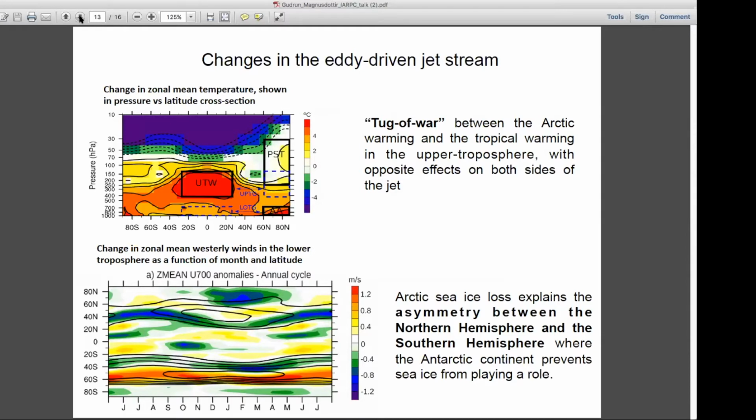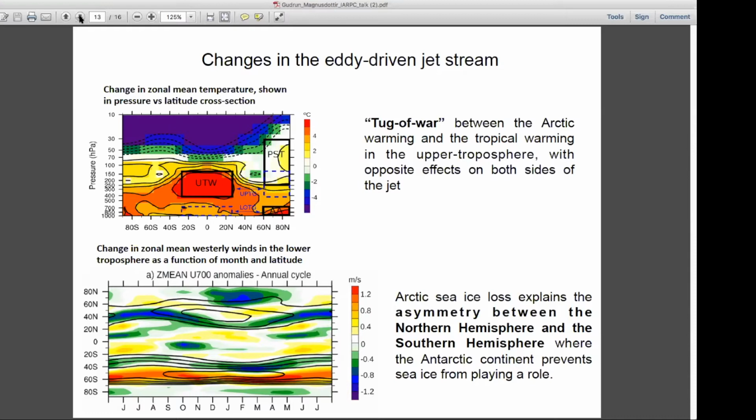Let's look at the change in the zonal mean thermal structure in latitude-height cross sections. I'm talking about the upper left figure now. This is temperature in a pressure-latitude cross section. If you look at the North Pole, you can see AA, Arctic amplification. What is also depicted is the UTW, or upper tropospheric tropical warming, that is very substantial and a very robust global warming signal. So we get this tug of war in the Northern Hemisphere between Arctic warming and the upper tropospheric tropical warming, both eating at the jet from different sides, so to speak.